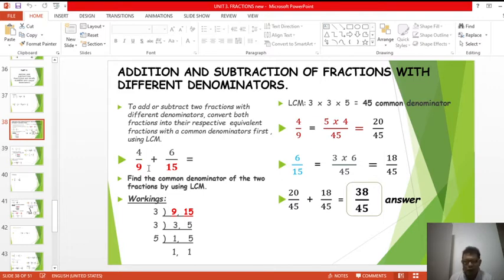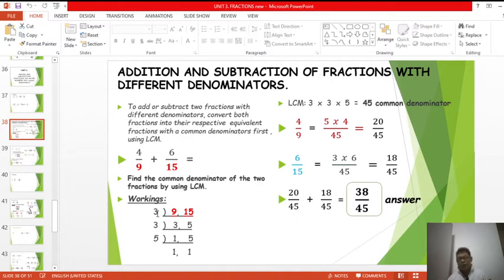Now use the denominators here to find their common denominator using LCM. I copied 9 here and copied 15 here. So find the LCM of these two fractions' denominators. Simply find a prime number that can divide them. I always use prime numbers. I'm using the division method here because I'm more comfortable with it. You can use any other method in finding LCM as long as you are comfortable.